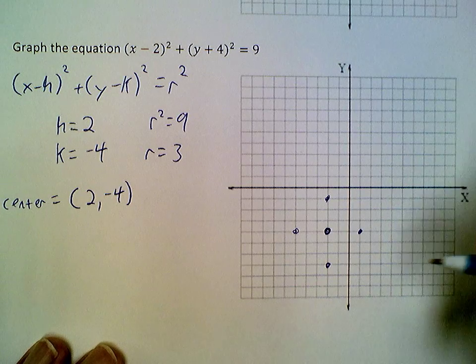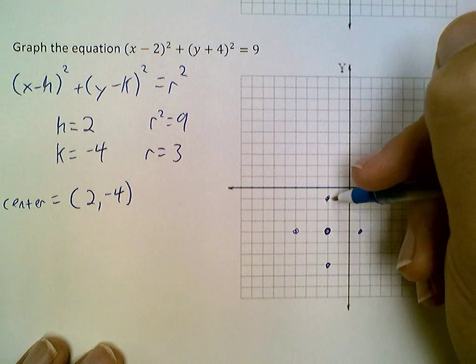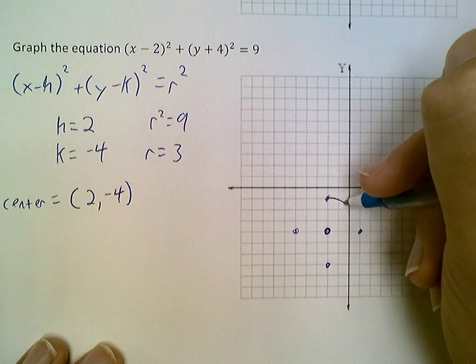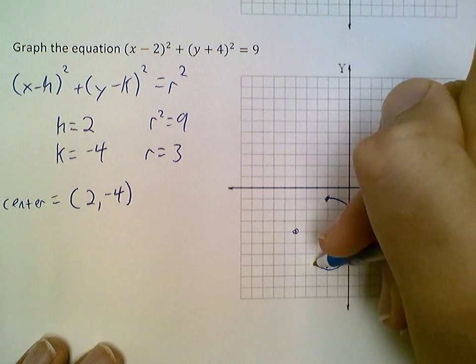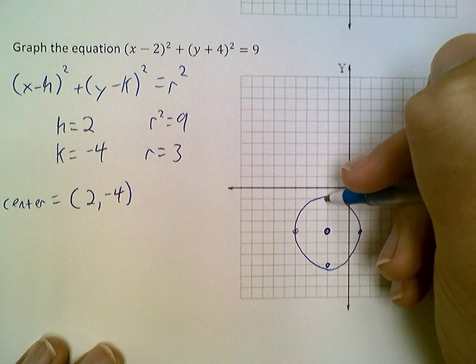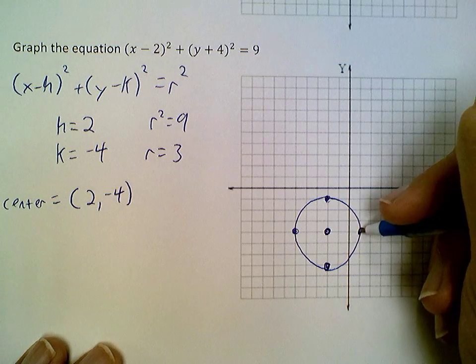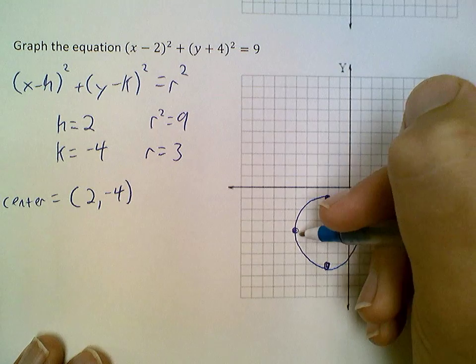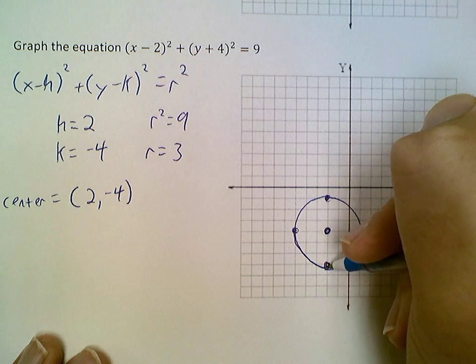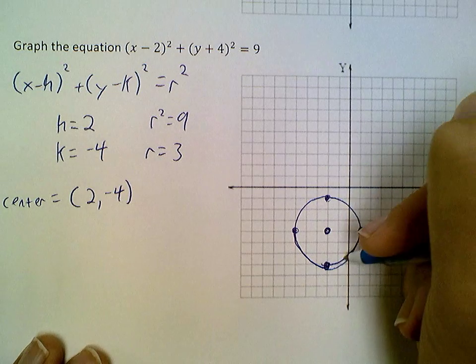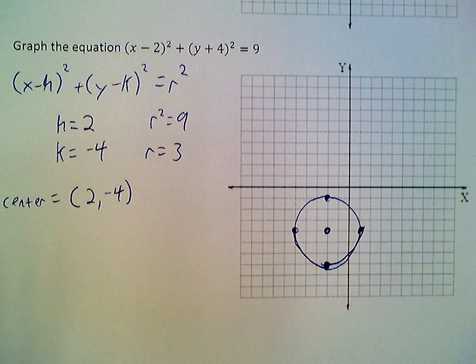So there are some points on my circle, and now I'm just going to sketch in a circle that goes through those 4 points here. So once again, I didn't do the best job because I didn't use a compass. Trying to fix it a little bit. You might even say I did a bad job, but it's good enough for a quick sketch.